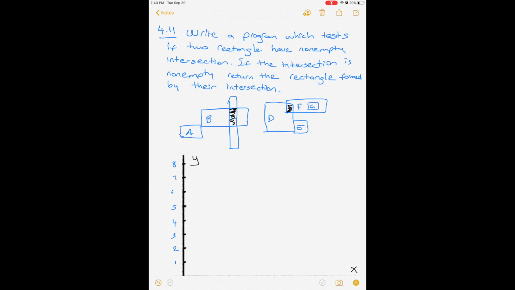In the case of A and B, the question is specifically asking us to consider this an overlap, but in this case we would get the actual intersection point, but the width and the height of the rectangle would be 0. This is what the question is asking.